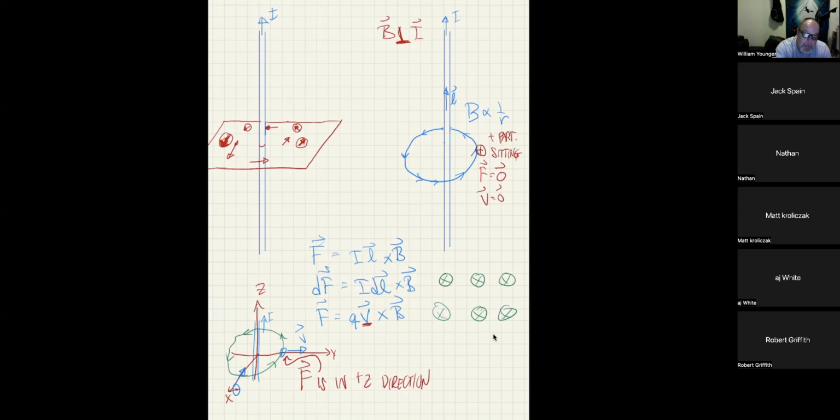Wait, but doesn't the charge being negative flip the direction of V? Thank you. Yes, you're right. I forgot that it was negative. So QV shouldn't be that way. QV should be out to me, which makes it a lot more inconvenient to draw. But now you can see, yeah, it actually goes up. So you're exactly right. Good job. So the current would pull an electron that's being fired at the wire along with the current. It looks like that's the conclusion.